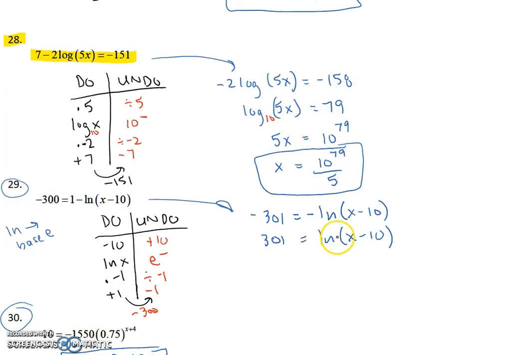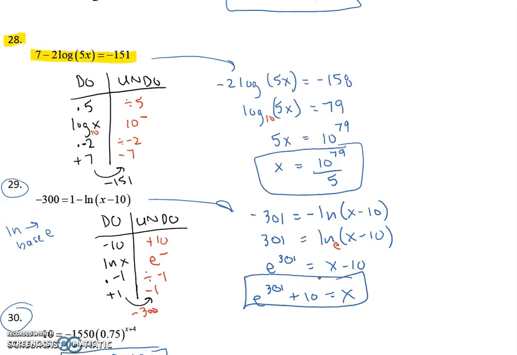I have to undo the natural log, so I have to use that e that's written there, that's implied to be there. So I have to raise that 301, and the base is going to be e, and the power is going to be 301. And then I'm really kind of thinking about doing that on the right side too, but I'm just going to have an x minus 10 that's left because I've undone the natural log by using the base e. And lastly, I'm going to add 10 to both sides. Once again, e to the power of 301.